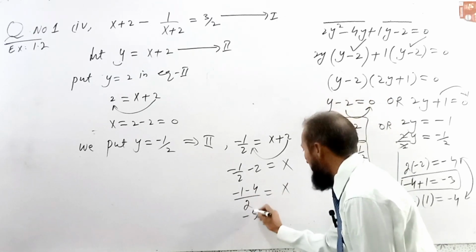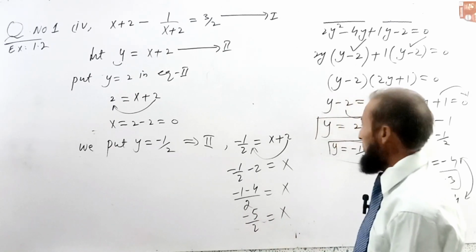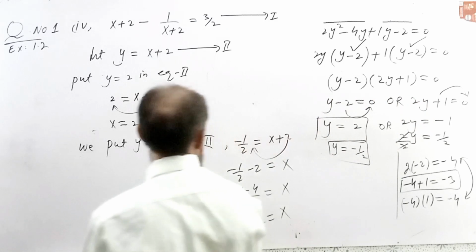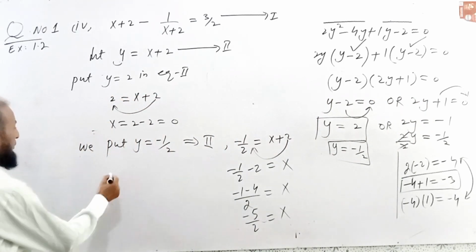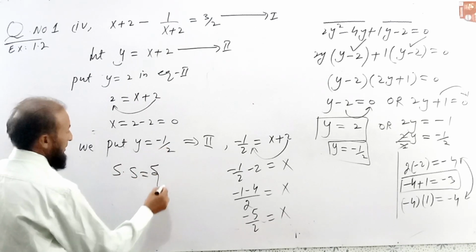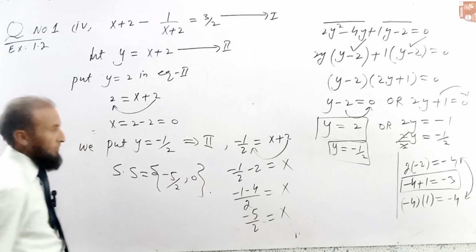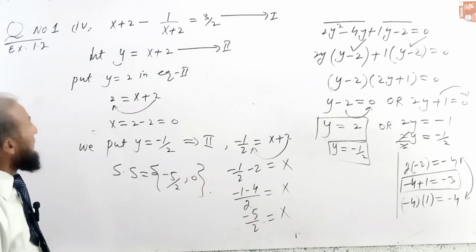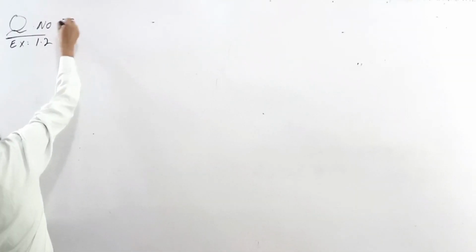So we can write here -1 minus 4 by 2 is equal to -5 by 2 is equal to x. Now the solution set of the equation we can write -5 by 2 and 0. These are the solution of x value. Part 10 is very important.